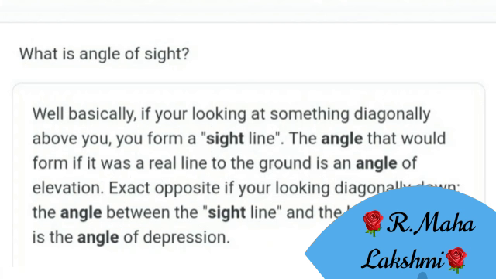What is angle of sight? Well, basically, if you are looking at something diagonally above you, you form a straight line. The angle that would form if it was a real line to the ground is an angle of elevation. Exact opposite, if you are looking diagonally down, the angle between the sight line and the horizon or sky is the angle of depression.